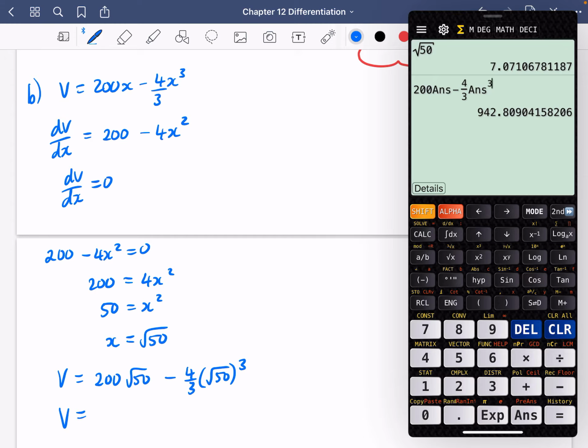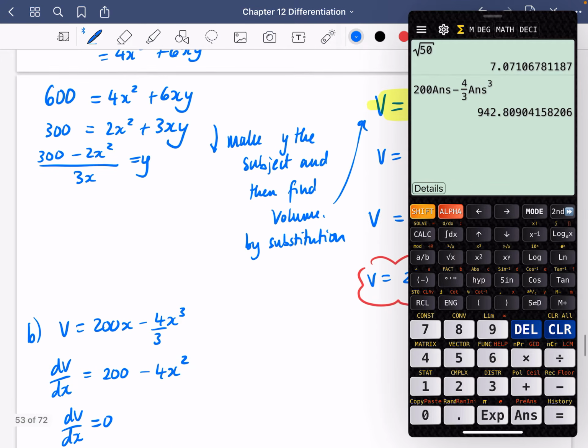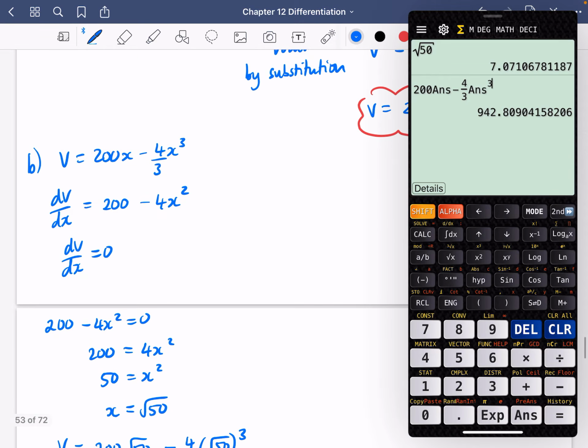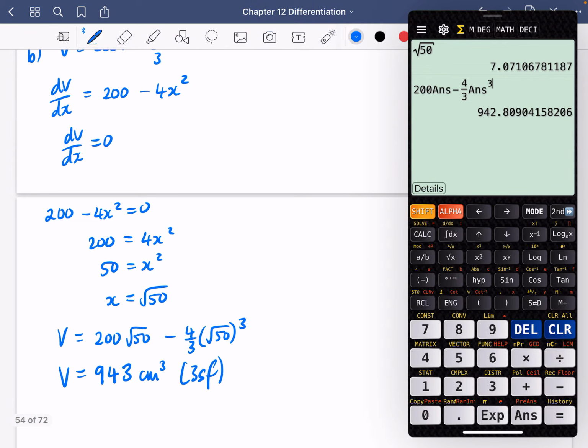And so the maximum value of the volume is 943 centimetres cubed, and that is to 3 significant figures. I don't think they asked for what they wanted it to. They did. They asked for it to the nearest centimetre cubed, so it's 943 centimetres cubed. That's to the nearest centimetre cubed.